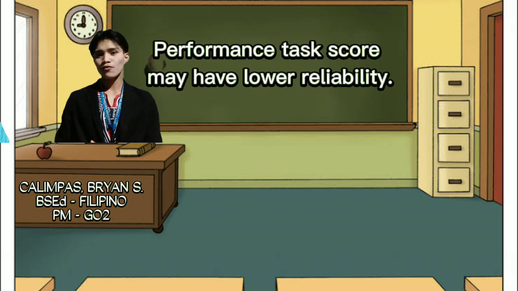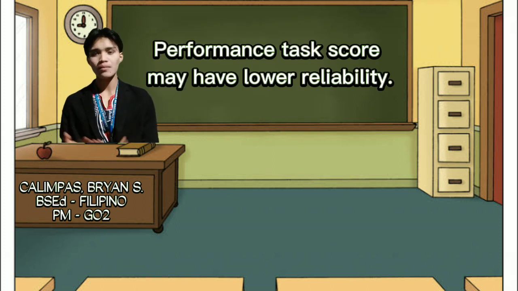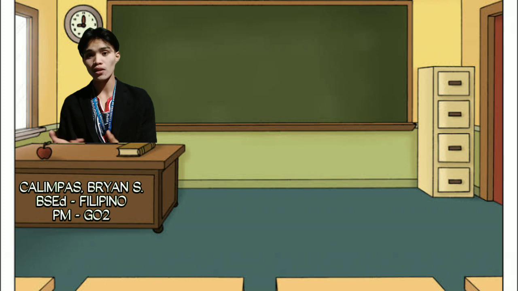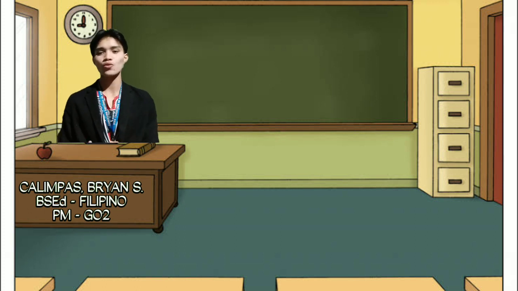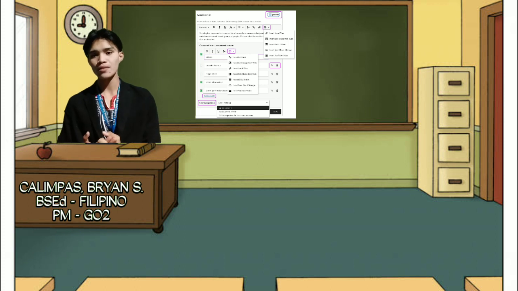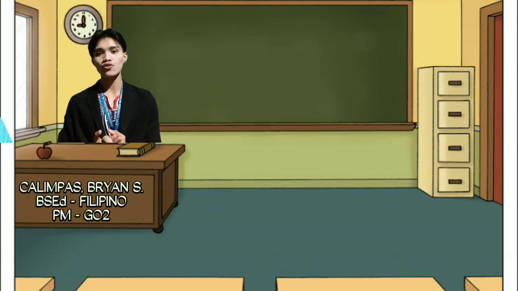Four, a performance task score may have lower reliability. This results in inconsistency of scoring by teachers, who interpret observations quite differently. So with complex tasks, multiple correct answers, and fast-paced performances, scoring depends on teachers' own scoring competencies.